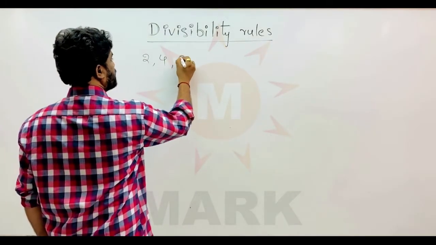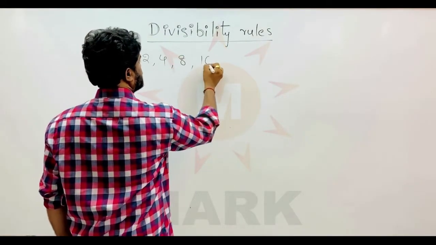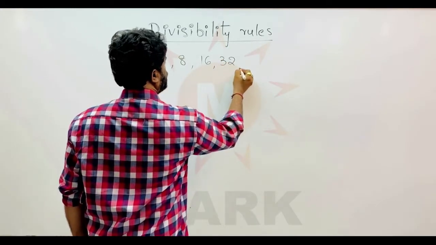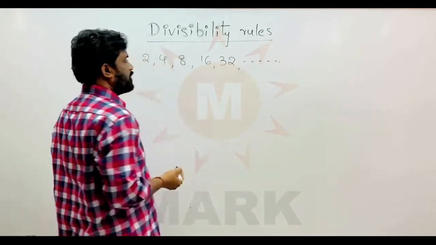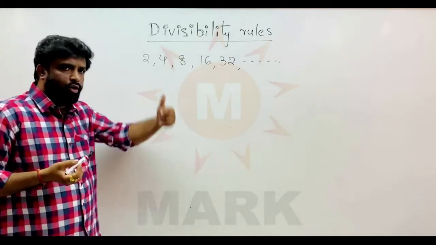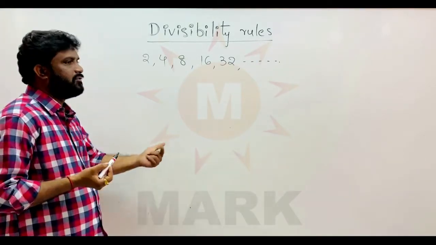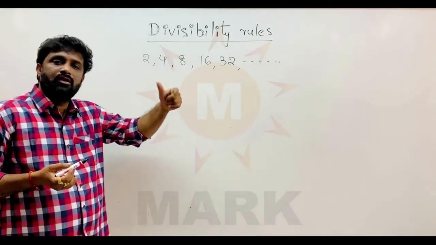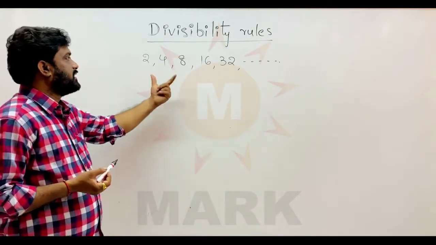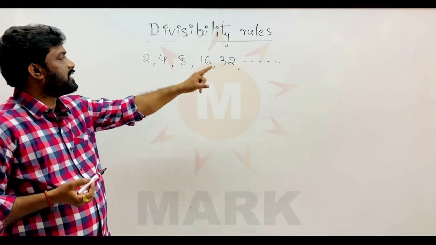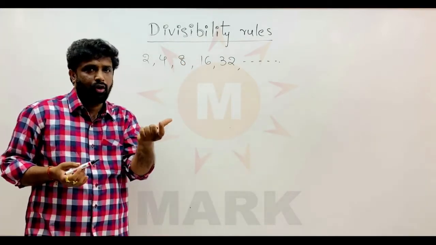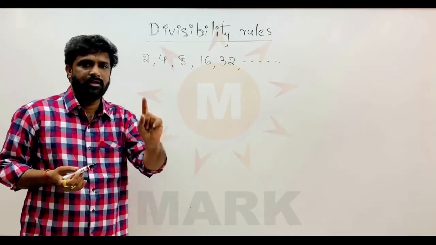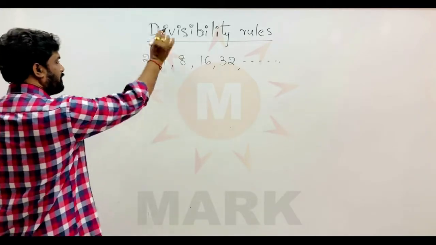4, 8, 16, 32, etc. You may ask me, sir, why have you taken these, why are you not taking them in serial order like 2, 3, 4, 5? Because they have a logical link between them. That's why we are discussing in this manner. 2, 4, 8, 16, 32 have almost the same logical link as far as divisibility rules are concerned. What is that? I will tell you.